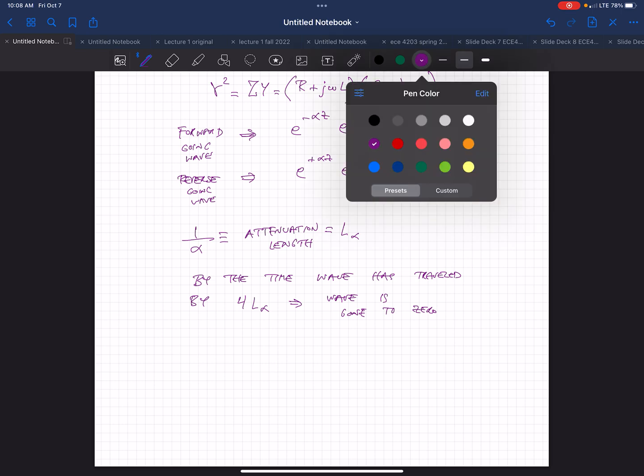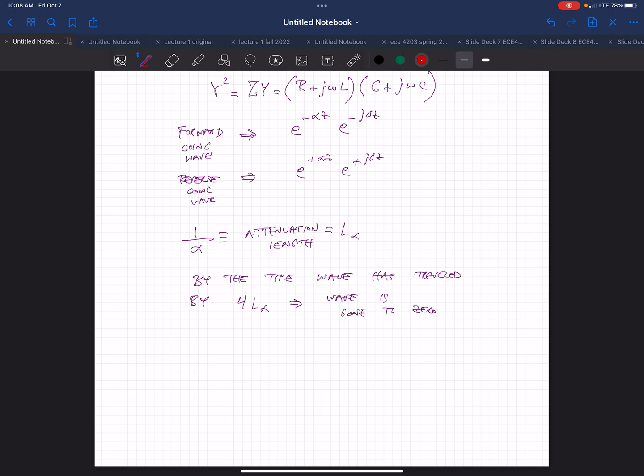And I'm happy to go through the details of this, but I'm just going to jump to the end of it. It's just a bunch of algebra. The characteristic impedance for lossless transmission lines is square root of L over C. We had that before. So the characteristic impedance for lossy transmission lines is square root of R plus j omega L over G plus j omega C.